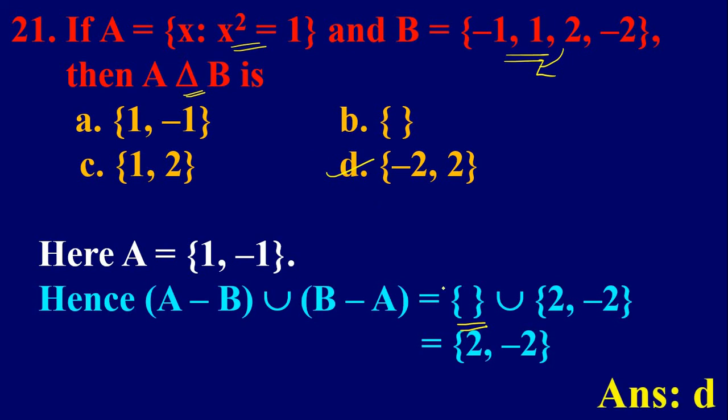So here A delta B is 2, minus 2, which is option D. First find A minus B, then find B minus A, then take union. That is, A delta B is A minus B union B minus A, which is 2, minus 2. Here it is option D.